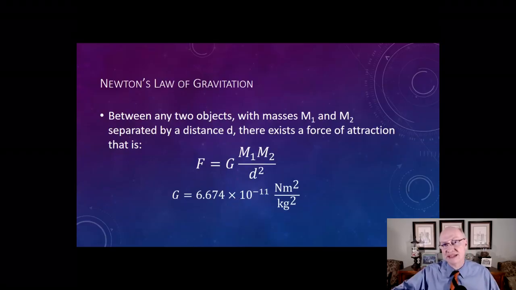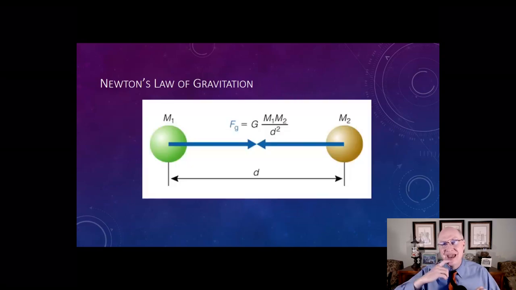Now, another important thing to keep in mind is, what do I mean by the distance? The distance between the two bodies is the distance from the center of one body to the center of the other body. That is, we're measuring the distance going from the center of one to the center of the other. It's not the surface of this body to the surface of that one. It's the center of that body to the center of that one.